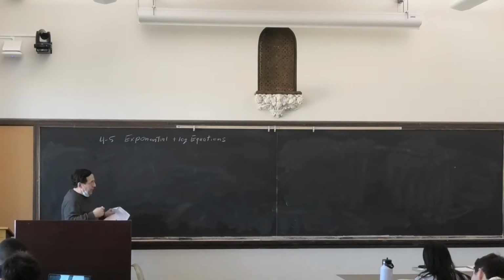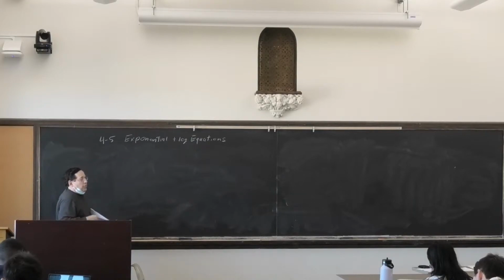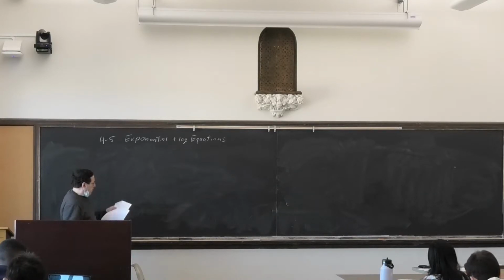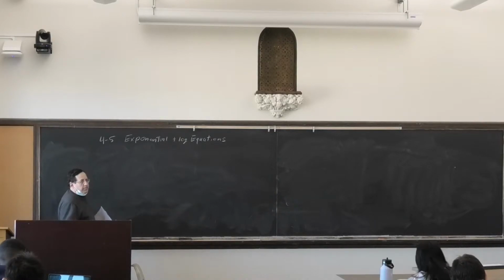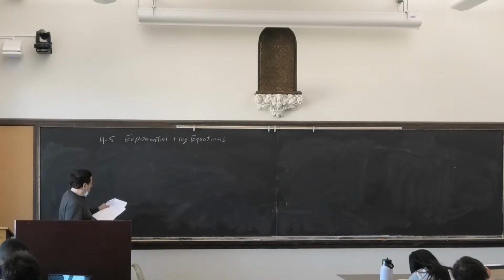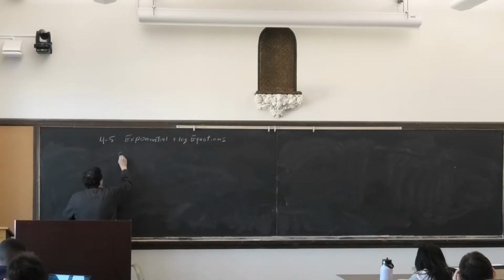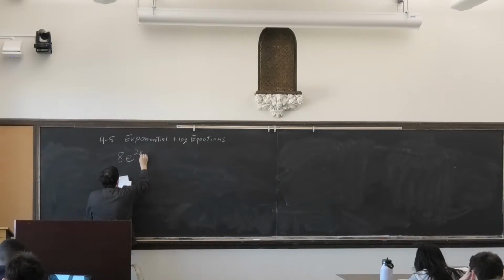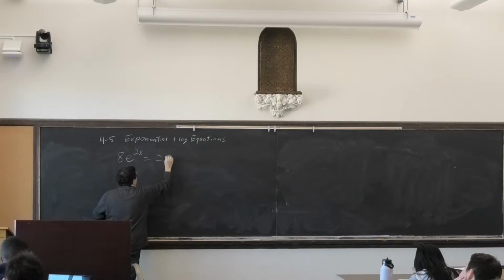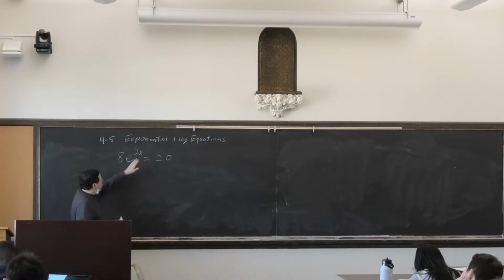So getting back to what I started with, we're going to be doing things the same way we solve other algebraic equations. We isolate our x somehow, and we use the fact that we have inverse functions to remove these exponential and log functions. As an example, let's take 8 e to the 2x equals 20. So we're working our way to get this x isolated.